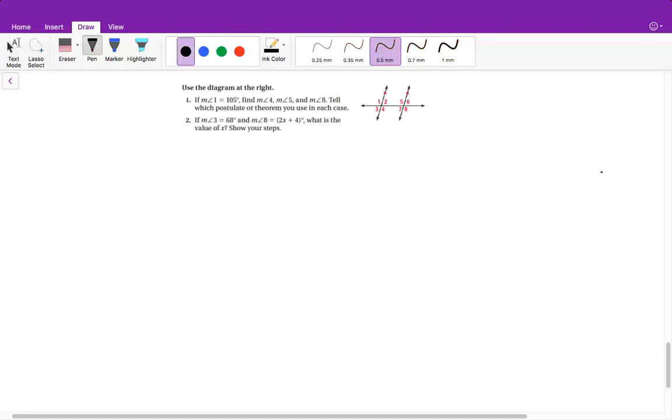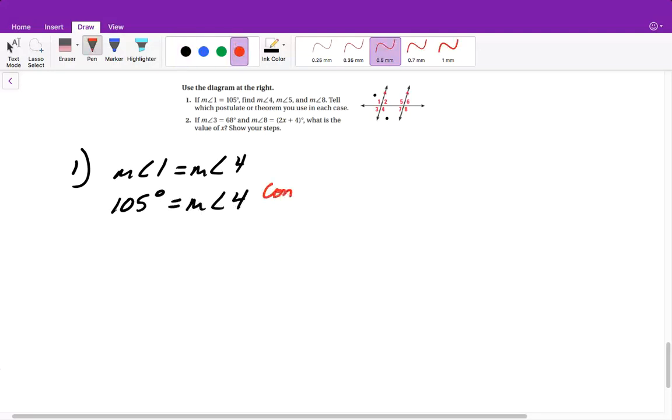All right, the last one, it says if measurement of angle 1 is equal to 105 degrees, find the measurement of angle 4, 5, and 8, and tell each postulate or theorem you use in each case. So for 1, we know that 1 and 4 are vertical angles. So that means the measurement of angle 1 is equal to the measurement of angle 4. So since we know 1 is 105 degrees, that means the measurement of angle 4 is also 105 degrees. And we use the vertical angles theorem. That's what we learned in our last video.